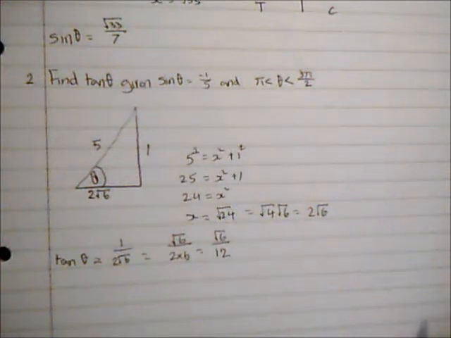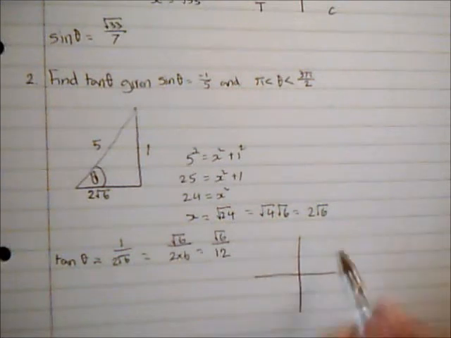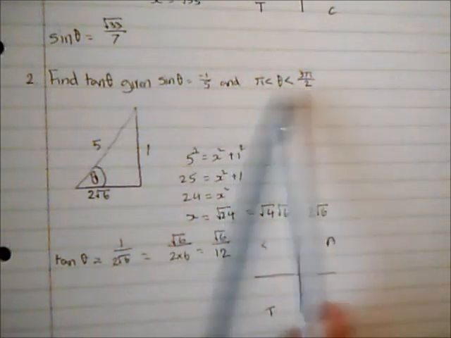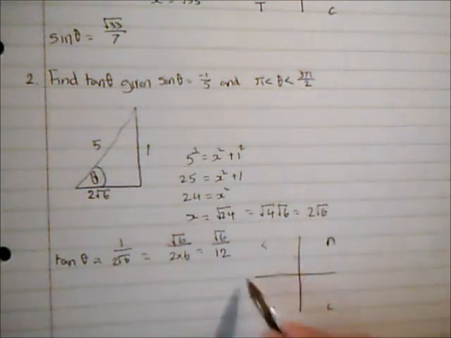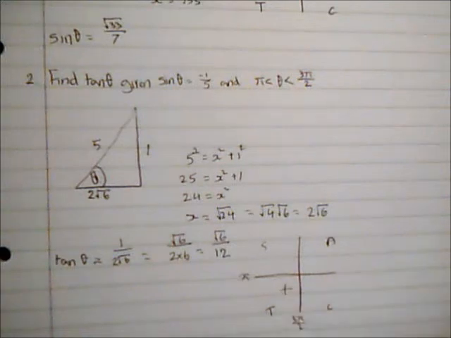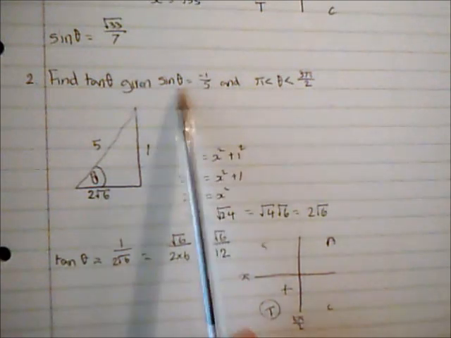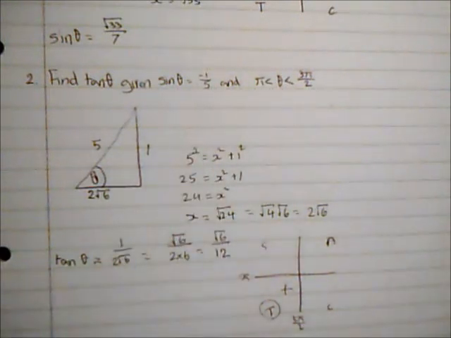But I still need to consider the sign, so I'm going to revert back to an angle diagram here. It's between pi and 3 pi by 2, so pi is over here and 3 pi by 2 is here, so it's in this quadrant. Now in this quadrant tan is positive, so when sine was negative, in this case tan is positive, so I have root 6 over 12 as my solution.